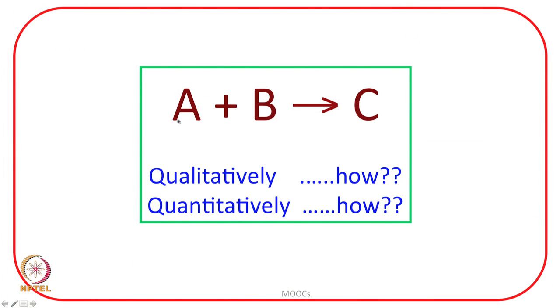Here, particularly if I talk about this reaction, in order to make it quantitative, I must be able to tell how many moles of A are interacting with how many moles of B and how many moles of C are being formed. And secondly, how much heat is liberated or how much heat is absorbed when this reaction takes place. And the third thing is, what is the equilibrium constant of this process?